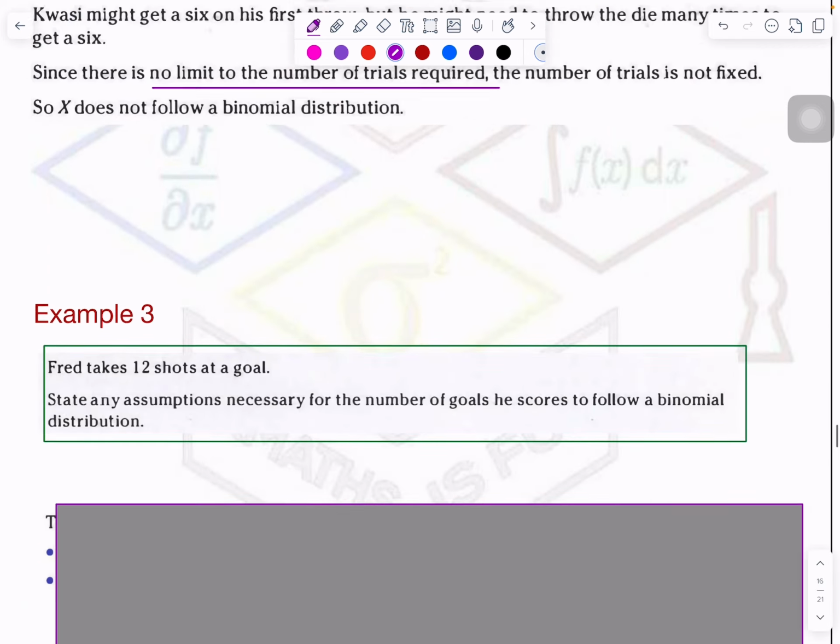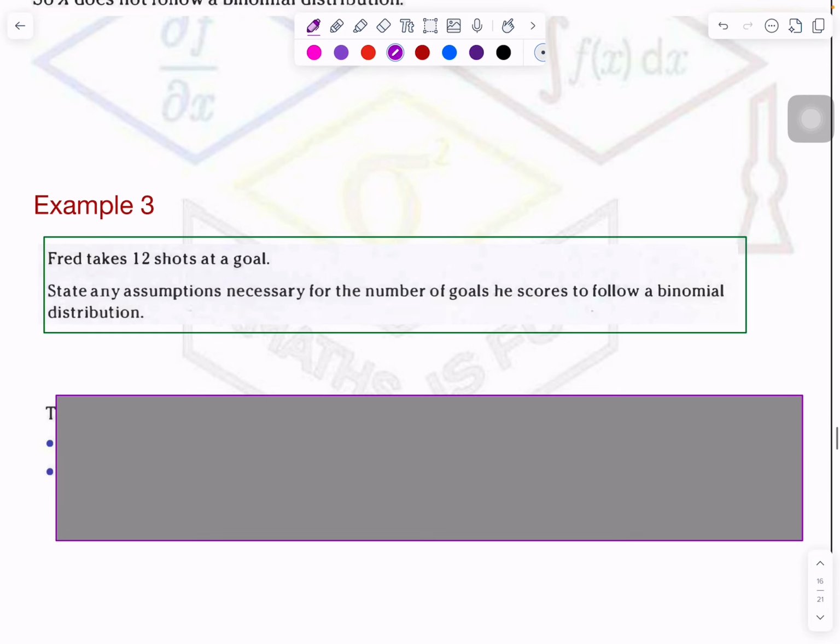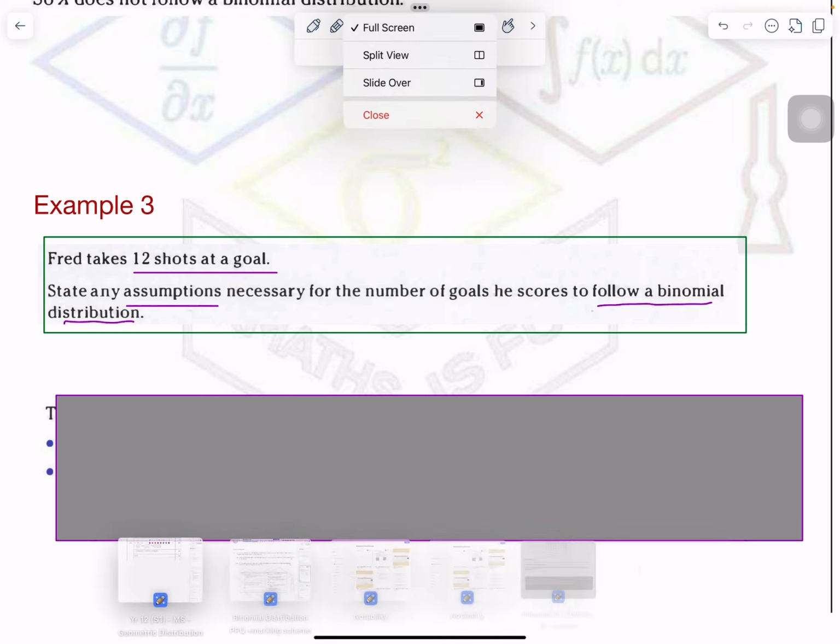Okay, last case. Now this is something interesting. I will talk about one extra thing which is not in the question, because the same question is asked in two ways. Fred takes 12 shots at a goal. You have to state any assumptions necessary for the number of goals he scored to follow a binomial distribution. So you have to give any two reasons here. For example, you have given these reasons.